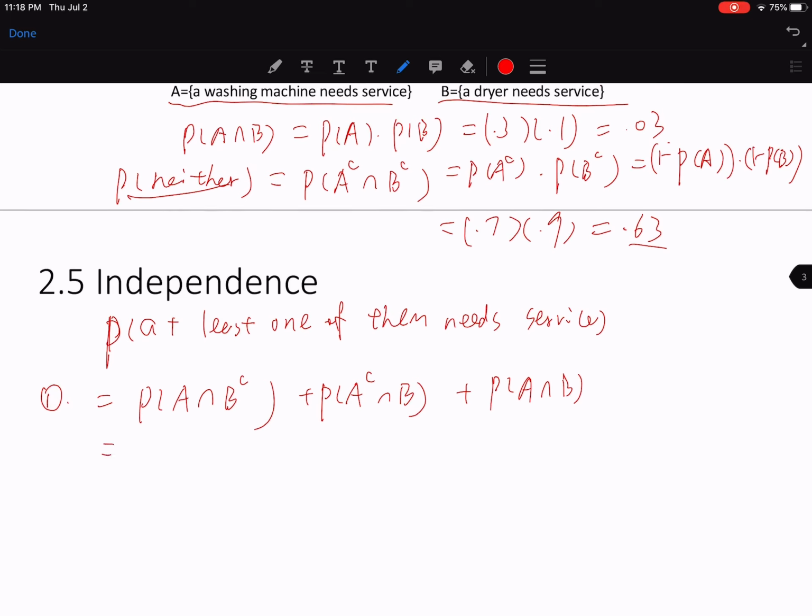Now we can calculate this. Since they're independent, we're gonna have the probability of A times the probability of B complement, plus the probability of A complement times the probability of B, plus the probability of A times the probability of B.